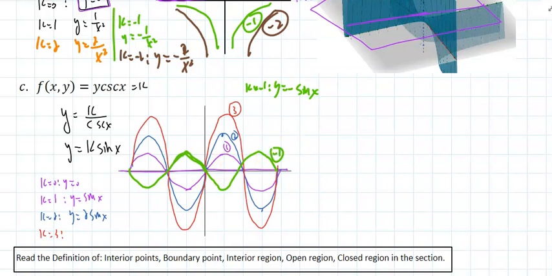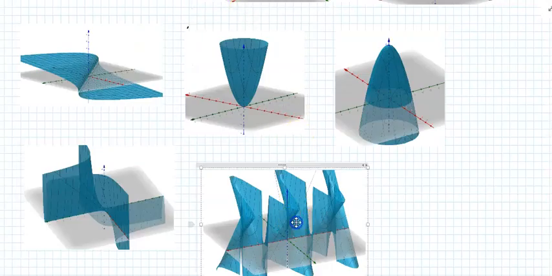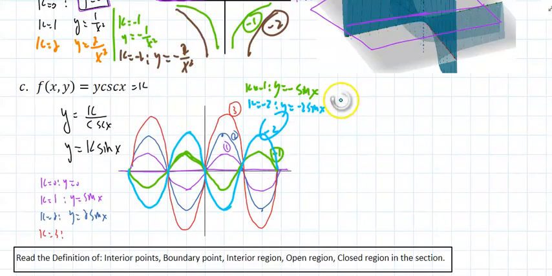And what if I go for k equal negative 2? y equals negative twice the sine of x? Much nicer. And there it is. And if I look at the 3D of what that looked like, y equals the cosecant of x, the graph looks like this. Again, you're not responsible to know this graph.